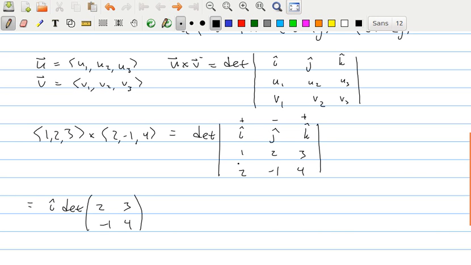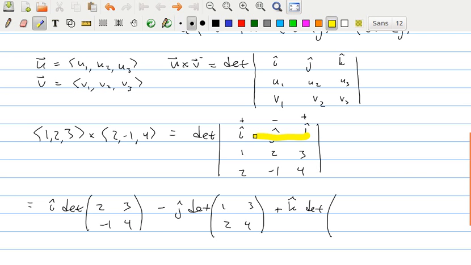So that's the i. Next up comes a j, and it's negative because this alternates, times the determinant of a 2 by 2. And we determine this 2 by 2 by covering everything in the same row or column as the j, which leaves us 1, 3, 2, 4. So we've dealt with the i, we've dealt with a j, then we move on to the k. That one's positive, times the determinant of another 2 by 2. We get this by covering everything in the same row or column as the k, which leaves us with 1, 2, 2, negative 1.